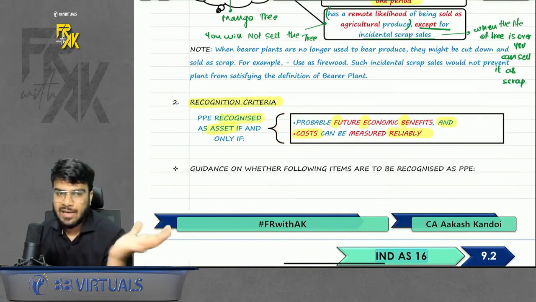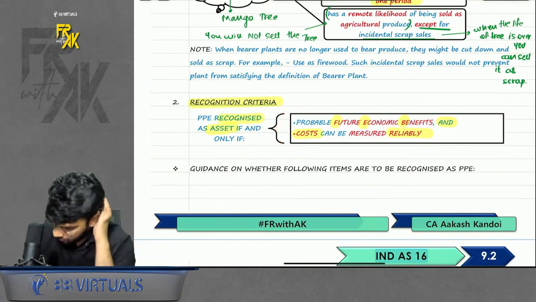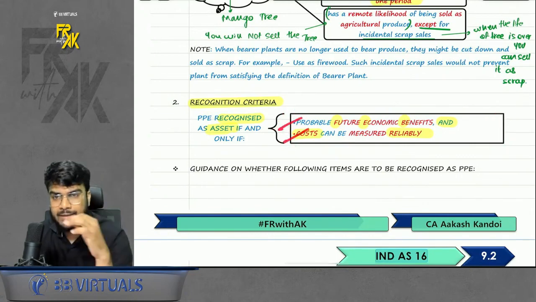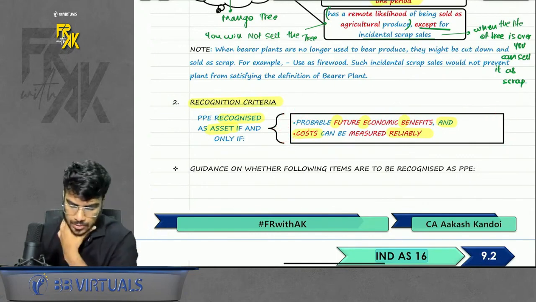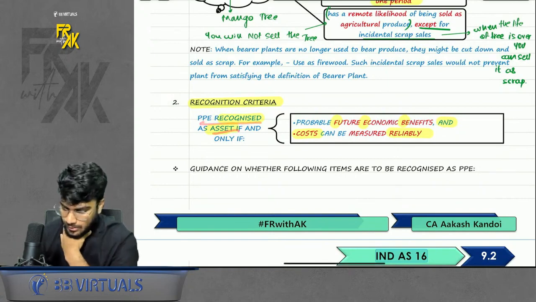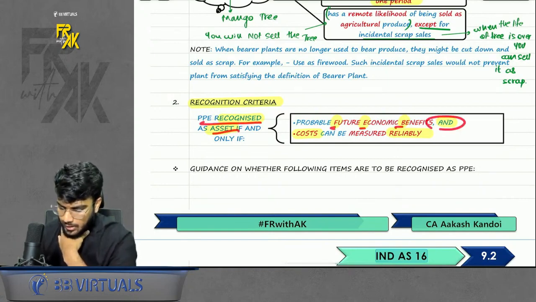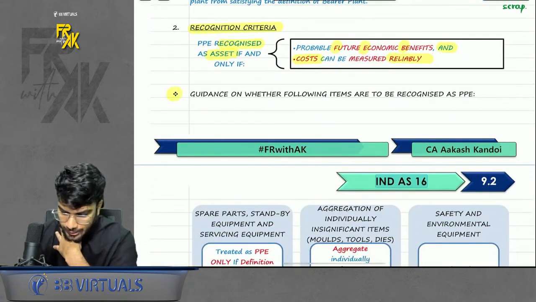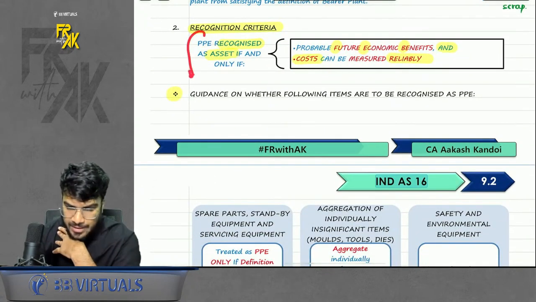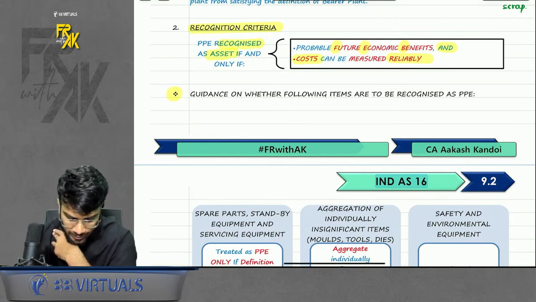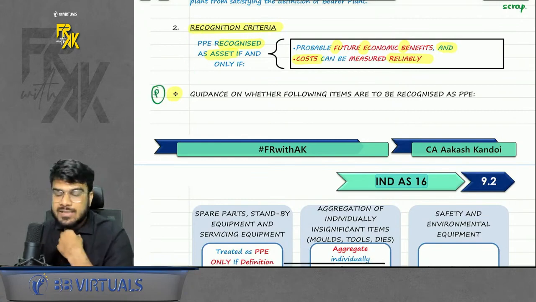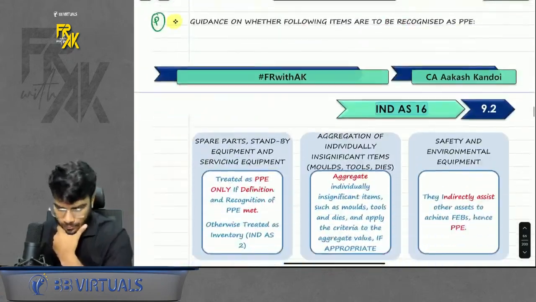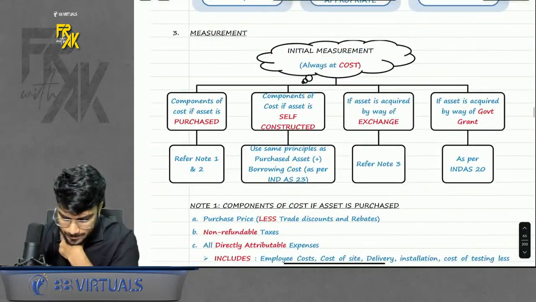These you might have studied in your inter also, but it is fine. These are not very difficult to remember. It is very simple, and these recognition criteria are the same for all the assets, right? So PPE should be recognized as an asset only when there is future economic benefit and when the cost can be measured reliably. The next thing within recognition criteria is guidance. This guidance I will mark P. P means pending. We will discuss it on a later part. Okay. Now let's move on towards this.